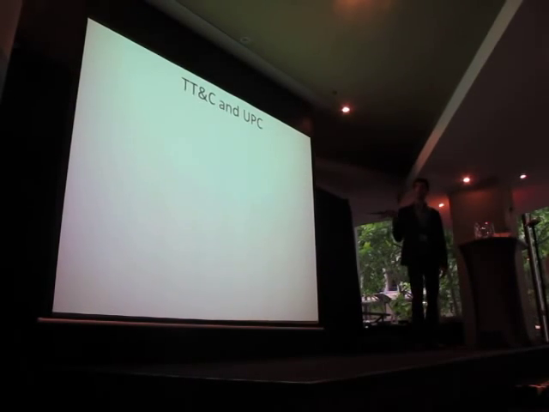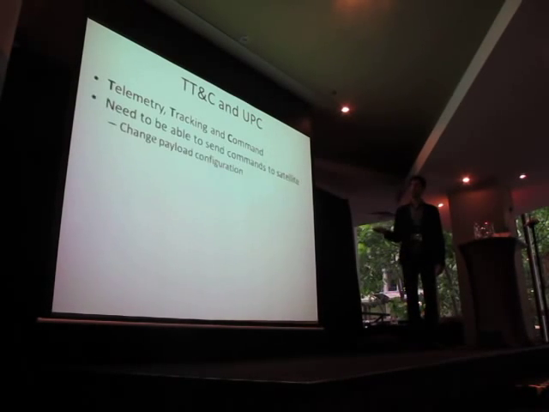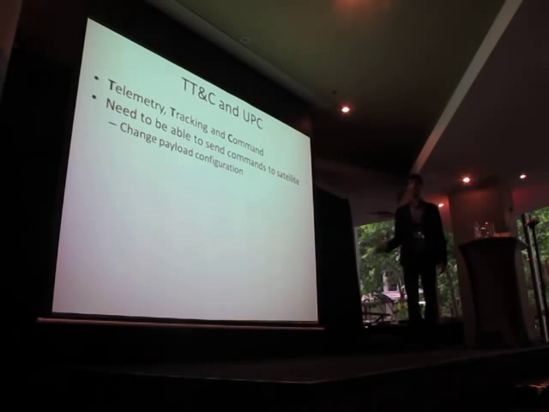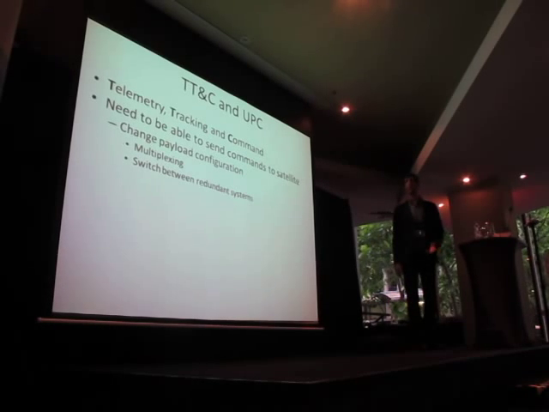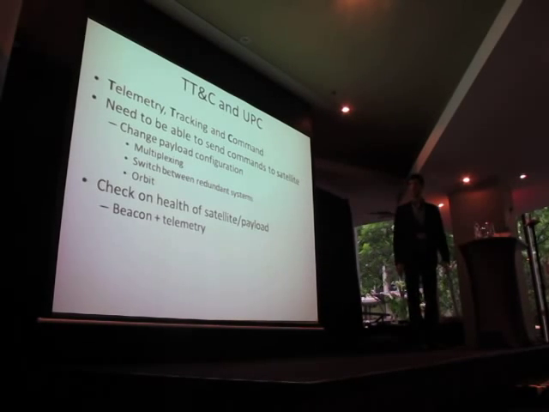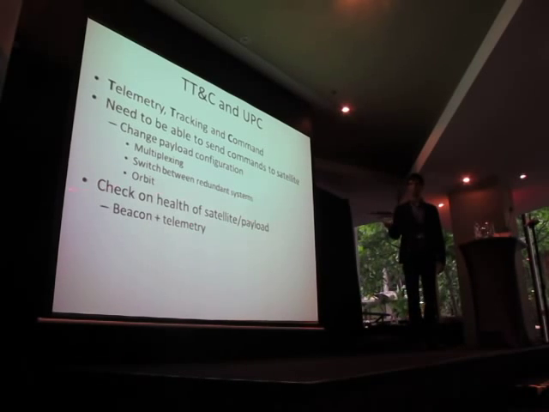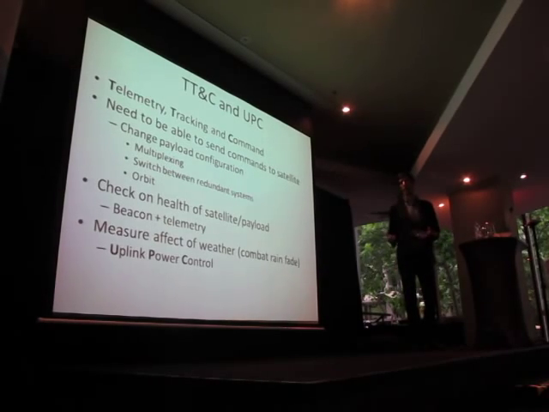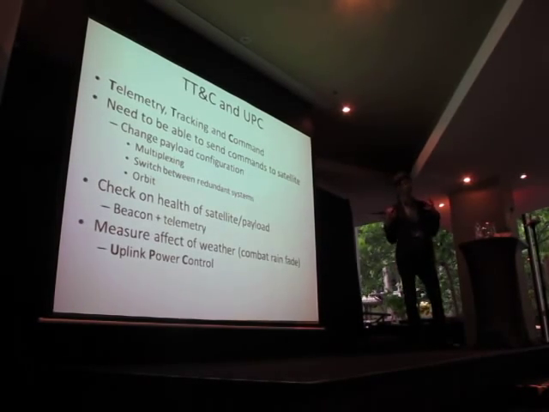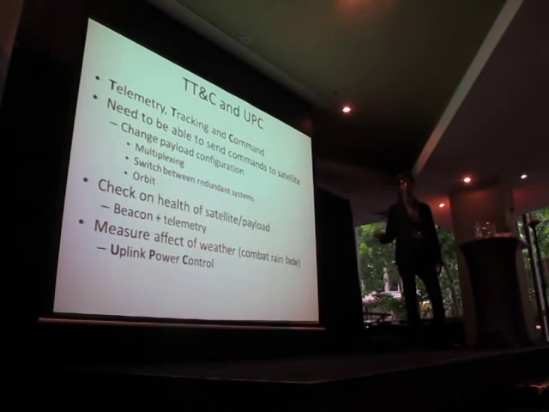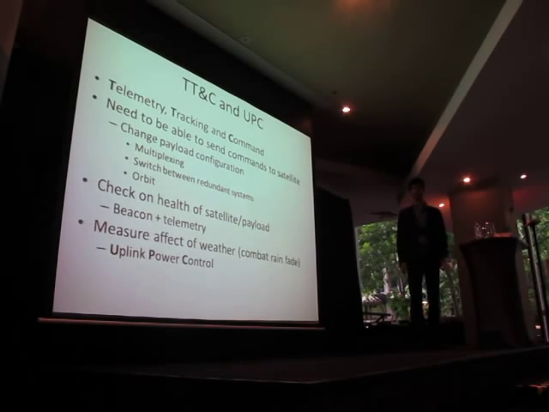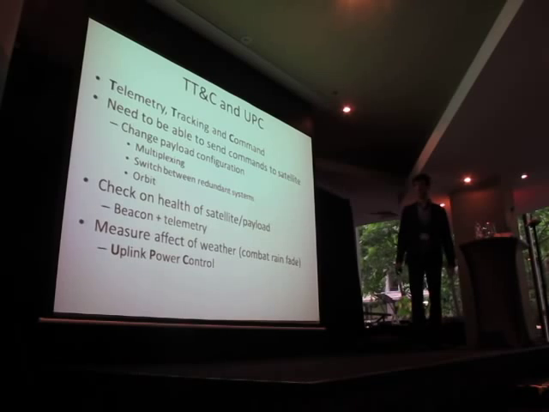Another thing to look at is the tracking telemetry and control and the uplink power control. That's interesting because often you send commands to a satellite, you might change the configuration, turn on a redundant system, change the orbit, check on the health of the satellite, that's transmitted down using this telemetry. And also, obviously the weather changes, and if it's really cloudy, and the clouds are laden with a lot of moisture, then you need to turn off your transmit power on the ground, otherwise it's not going to get through to the satellite, and everybody's going to lose their favorite episode of whatever silly signal they're watching.